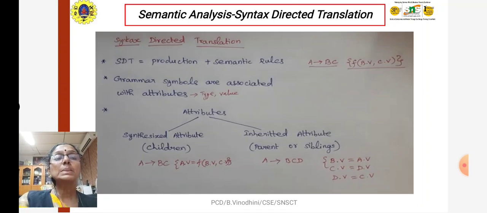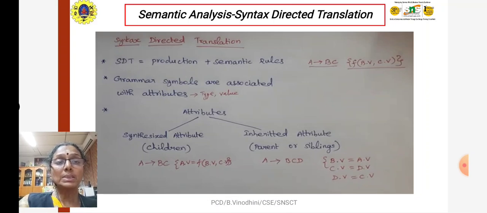The grammar symbols are associated with attributes, which is extra information added to the parse tree. What are associated attributes? There are two attributes for every variable: one is the type, the other is the value. Type means what data type that variable will hold, and value is the value of the particular variable. These two attributes are added to the parse tree, giving an annotated parse tree.